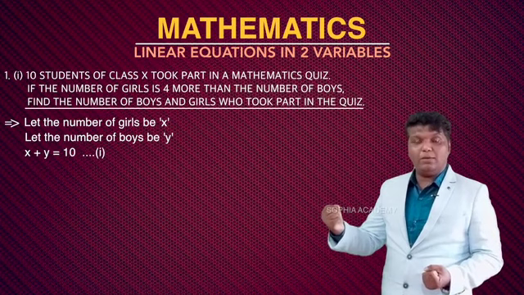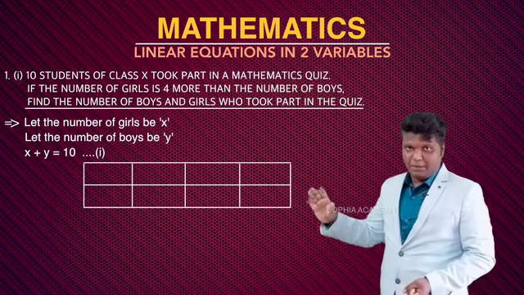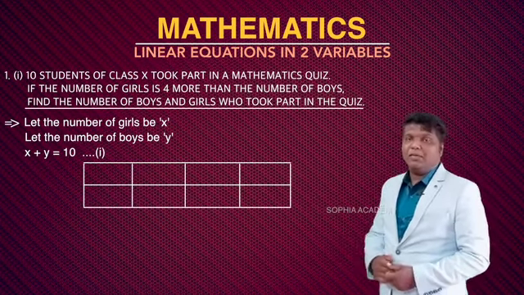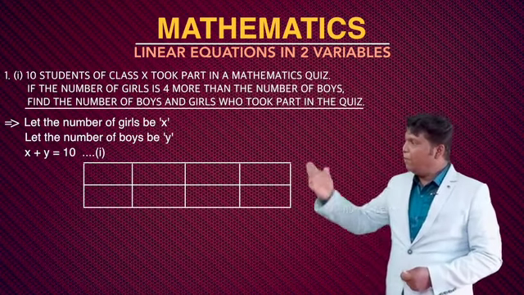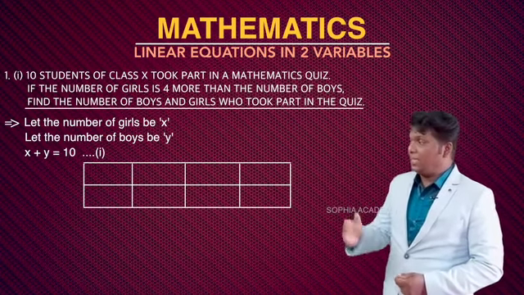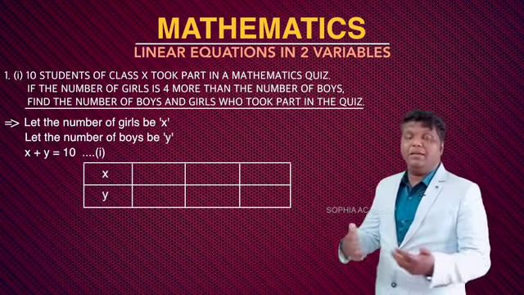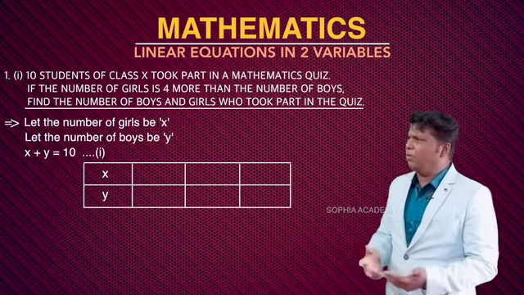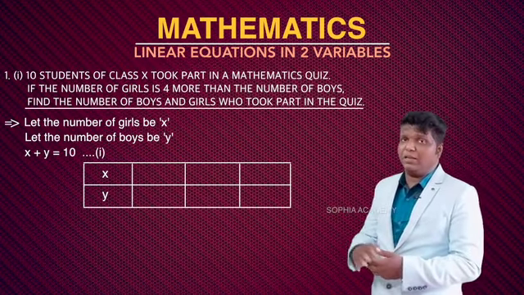After getting this one, what you have to do? You have to make a table. You have to bring 3 sets of solutions, right? So we will prepare a table. Inside the table, x and y are there. Now we have to give different values. Simply you can give, because x plus y is equal to 10, very fast you can find it out.